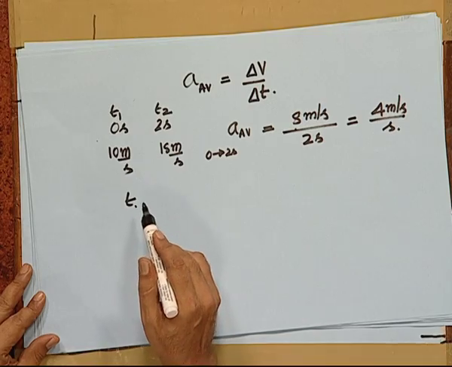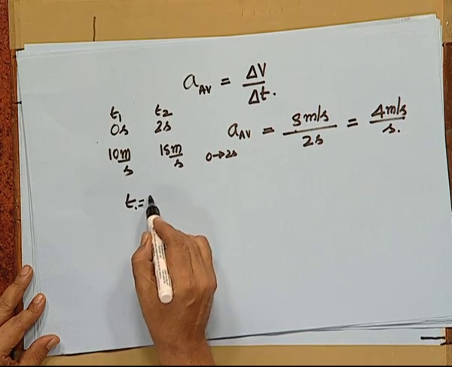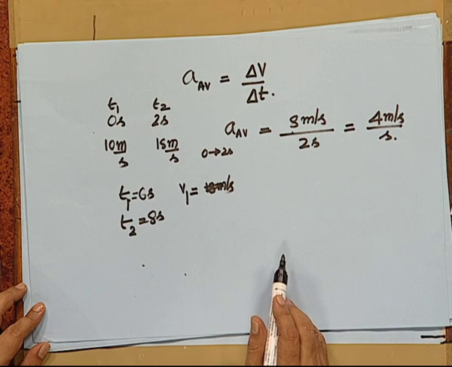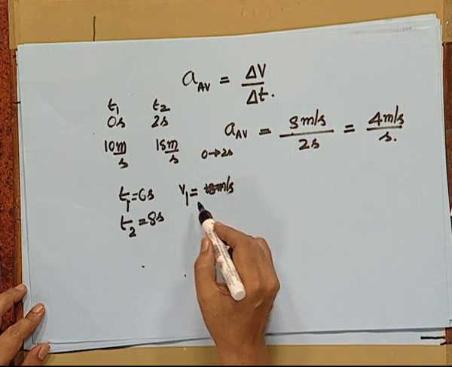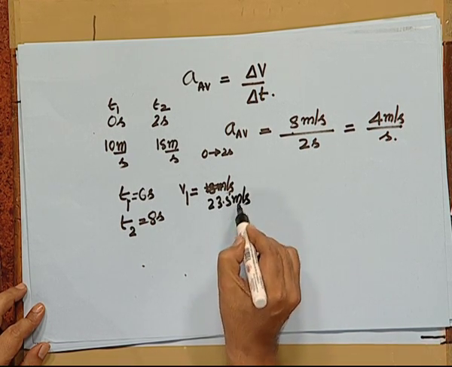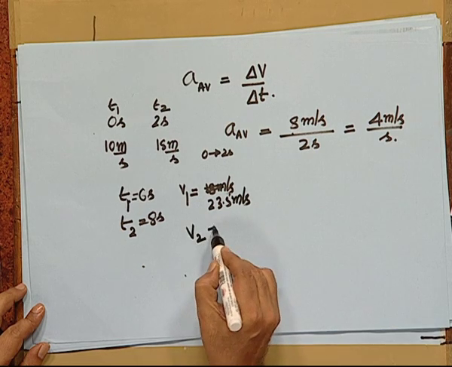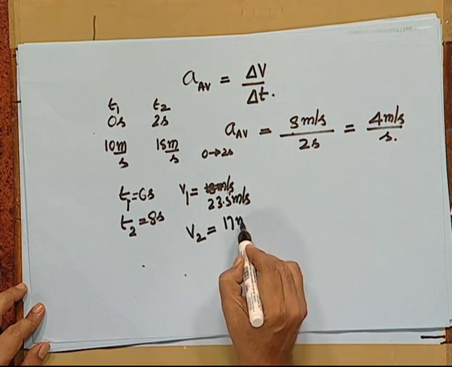Consider the average acceleration in the time interval between t is equal to 6 seconds, that is t1 is equal to 6 seconds, to t2 is equal to 8 seconds. At t1 is equal to 6 seconds, the velocity is 23.5 meters per second and the velocity at time t2 corresponding to 8 seconds is 17 meters per second.